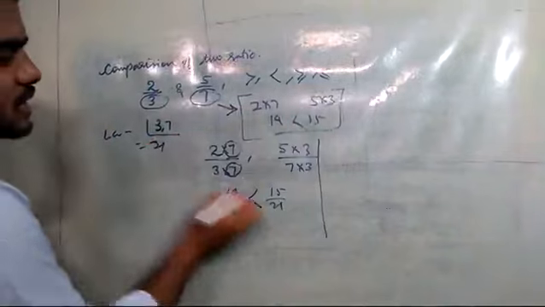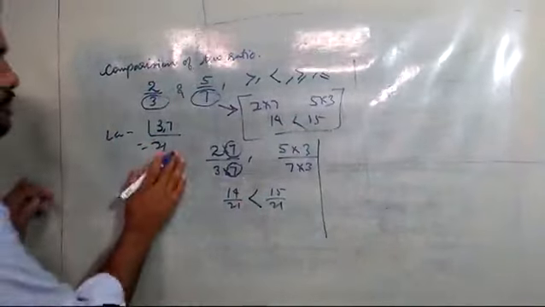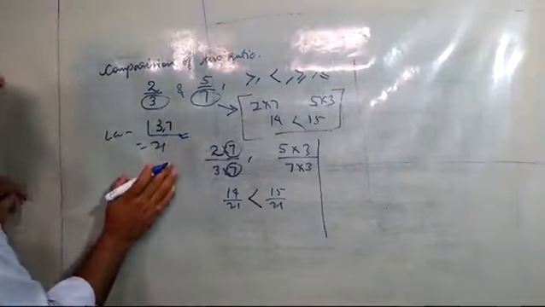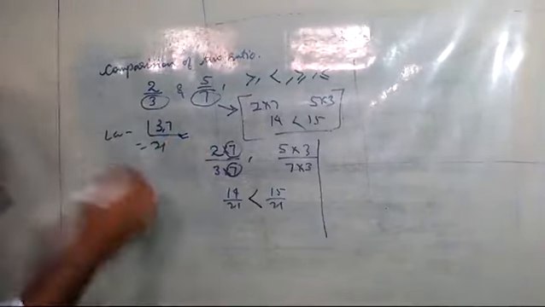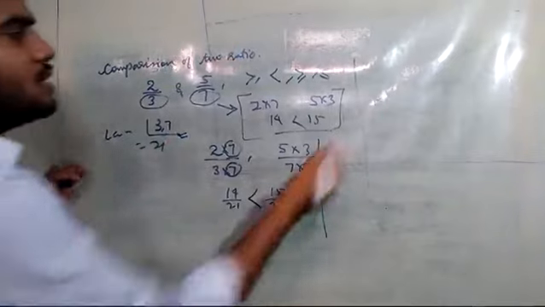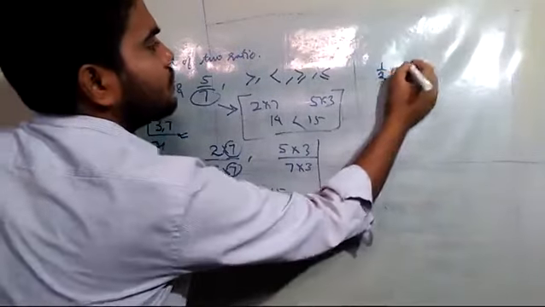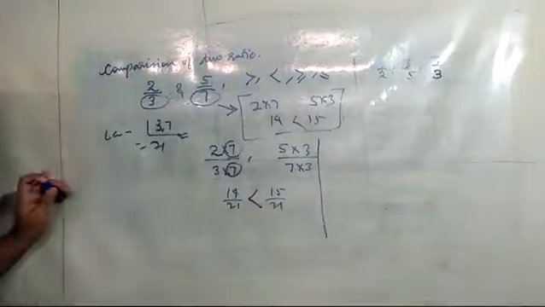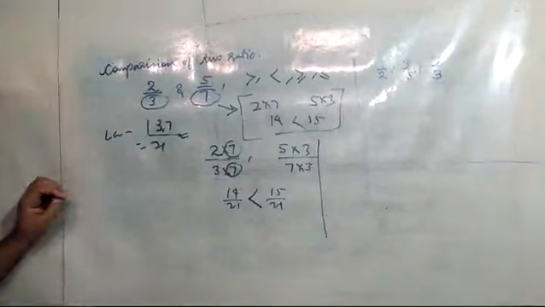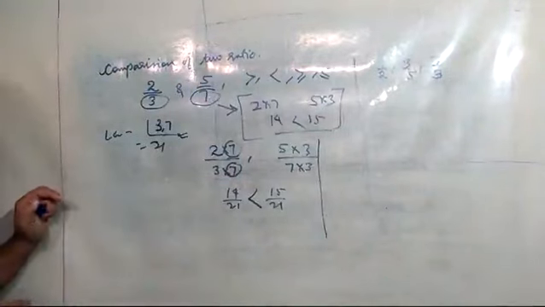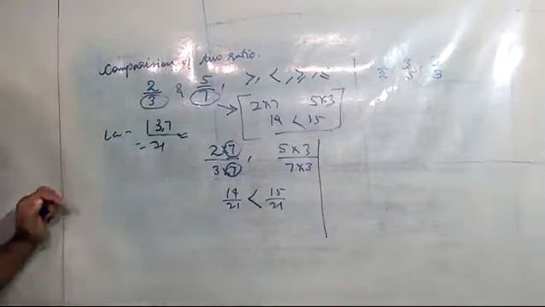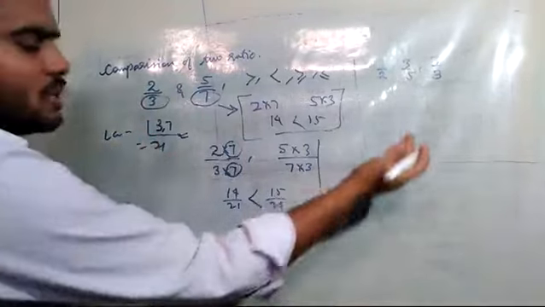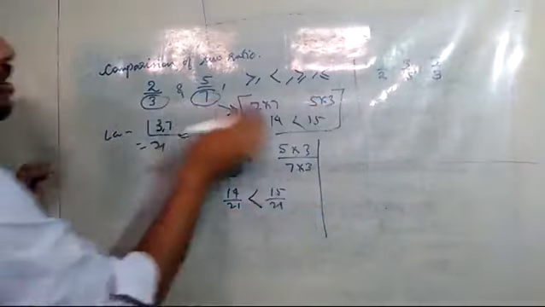Now the long-cut method is like this. Taking out the LCM will only be easy when you have more than two ratios. Let us take 1 by 2, 3 by 5, 7 by 3. These three numbers are there. We have to compare which of the three ratios are greater. If they ask to arrange these ratios in increasing or decreasing order, then you cannot use the shortcut method.